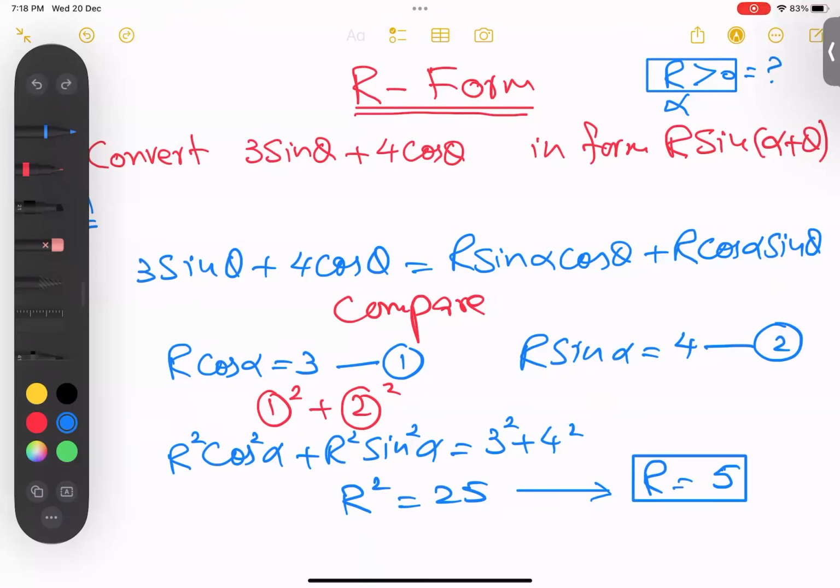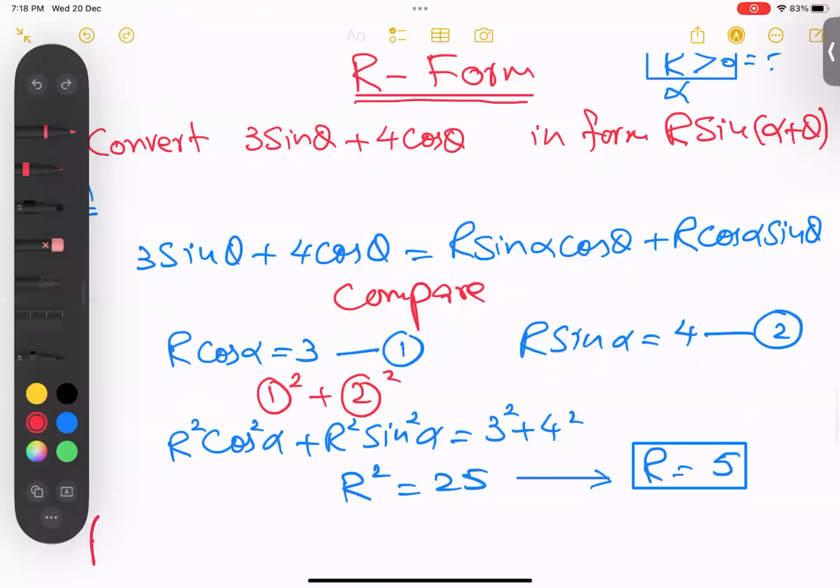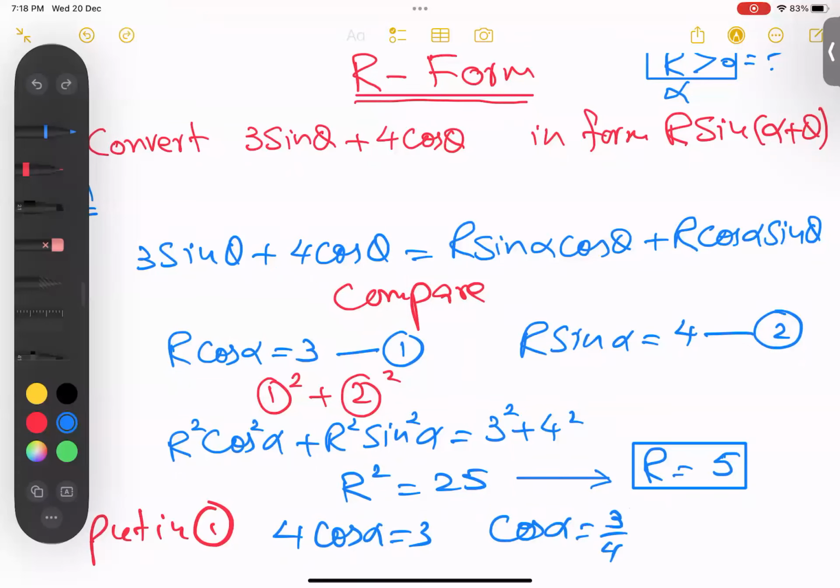Two options are there. You plug in the R value here or here. So I put it in 1 actually. When I put this R value here, 4 cos alpha equals 3. 4 will go under this, so cos alpha is 3 upon 4. And take cos inverse. Let me find the answer. Cos inverse 3 over 4, and I'm getting 41.4. So Alhamdulillah Rabbil Alameen, I got both alpha and R.